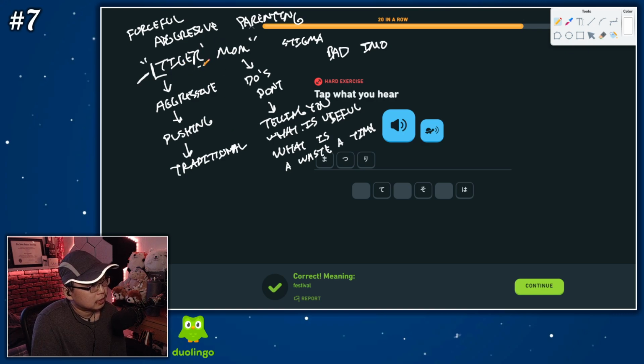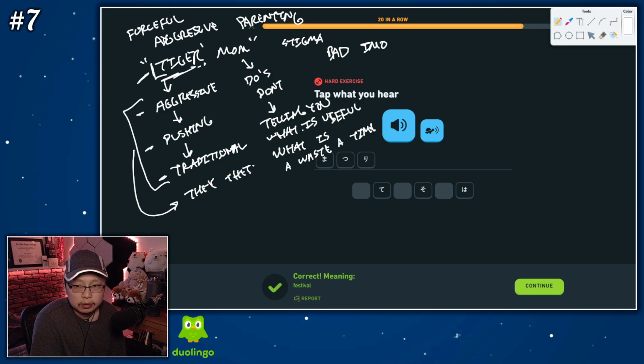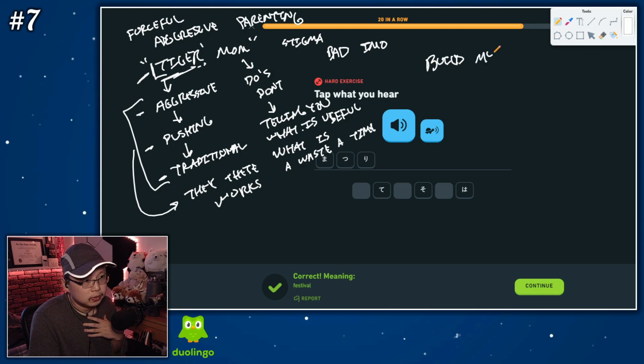Like, what I see in this aggression, this pushing, this traditionalism is that they know these things work. Like, what works for them? Working hard, getting a good education, making a lot of money. These are things that work for them. So just as I have a tiger mom, right? I have a tiger mom. I have to build myself up just as strong.